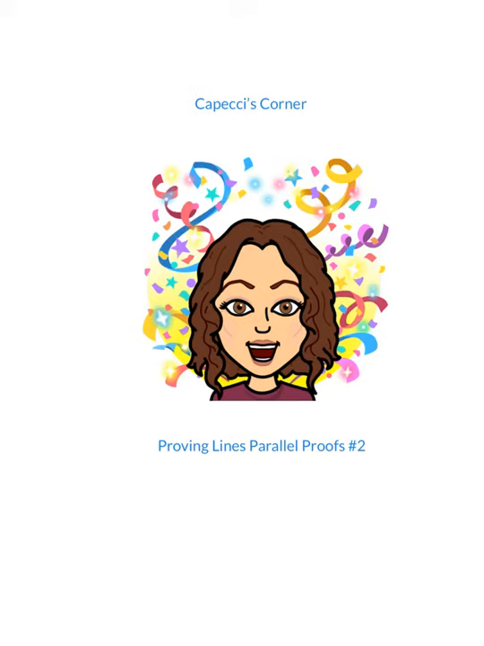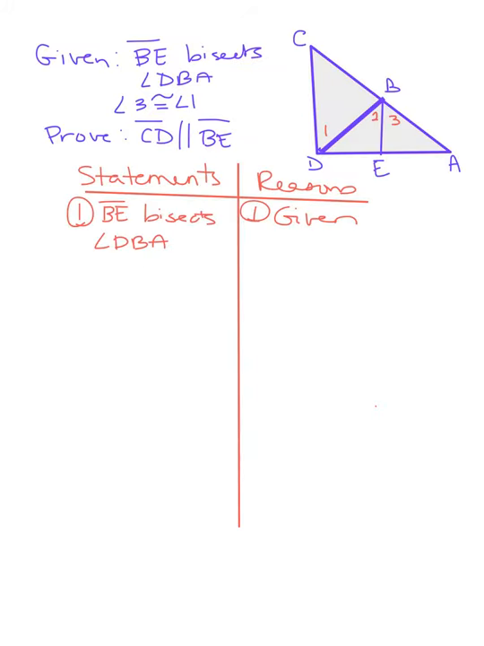Today on Capeggi's Corner, we are going to look at some more proofs involving parallel lines. Our first proof for today tells us that segment BE bisects angle DBA. We also know that angle 3 is congruent to angle 1, and we are trying to prove that segment CD is parallel to segment BE.